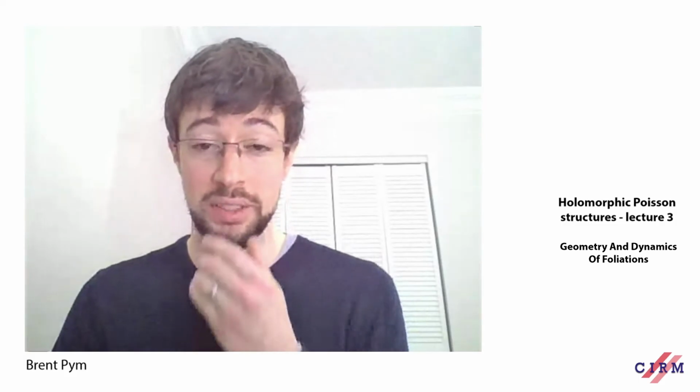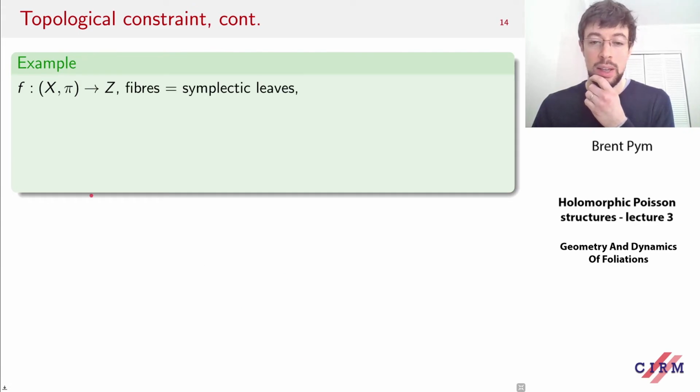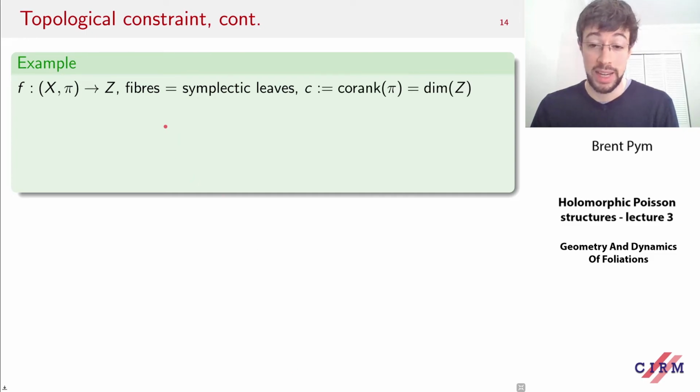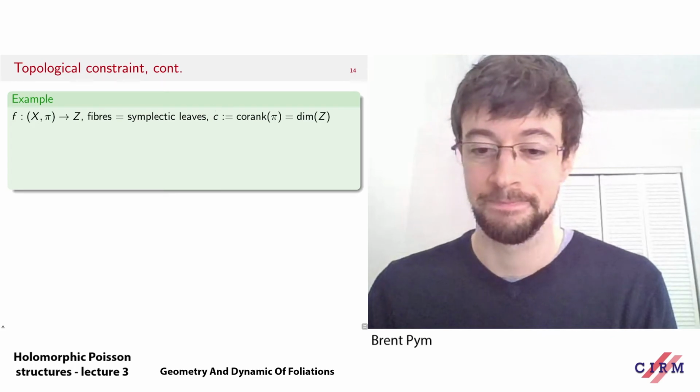Okay, so continuing in this vein, let's now consider the case of a regular Poisson manifold where the symplectic leaves of this Poisson manifold are given by the fibers of a map to some other manifold Z. So in that case, the codimension of the symplectic leaves, or in other words, the co-rank of the Poisson tensor, is exactly the dimension of this space Z. So I'll just abbreviate that number by C.